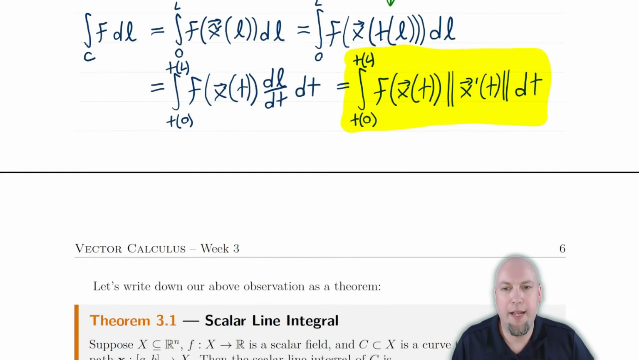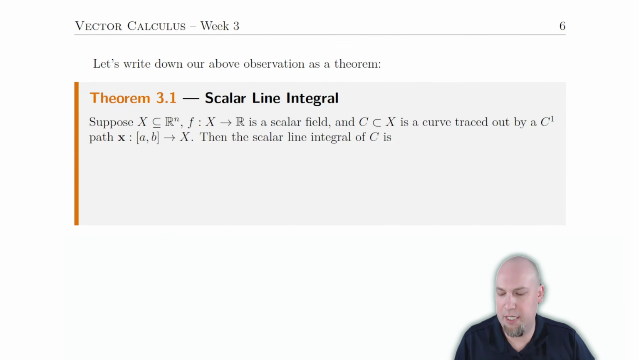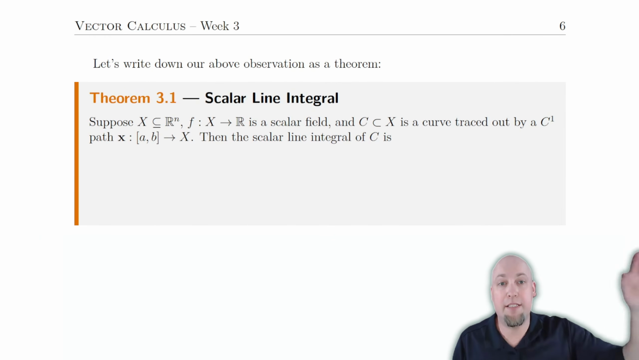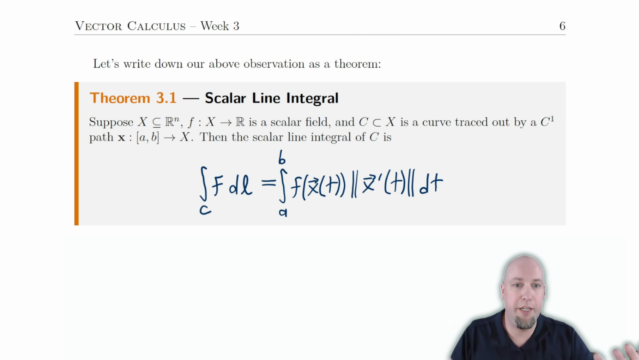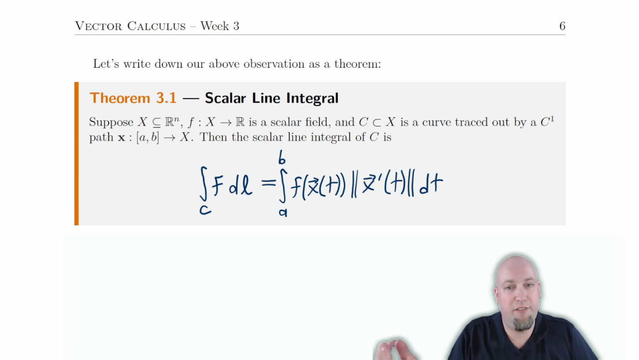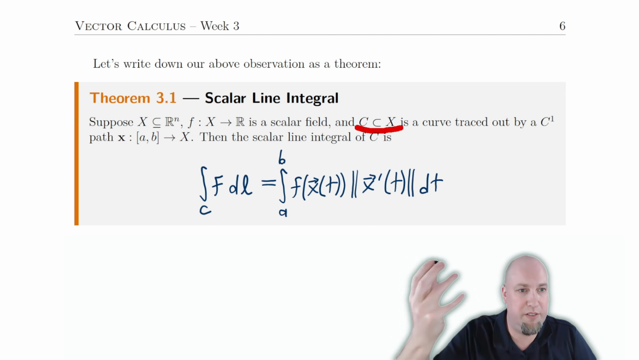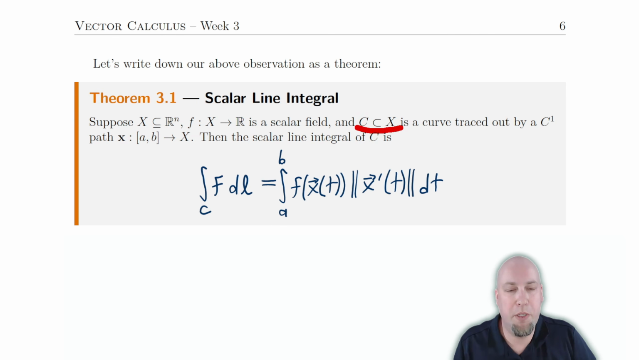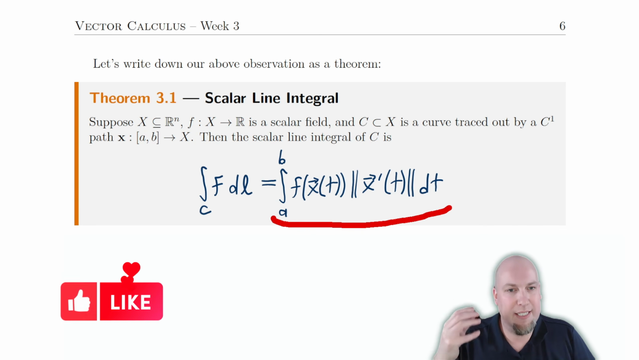Okay, so let's throw this all into a theorem box, and then we'll be done. Next lecture video, we're actually going to use this and compute some things with it. So this is our final observation for the video. Suppose you've got some domain, your scalar field is defined on that domain, and you've got some curve in that domain so that the scalar field is defined on it. Then the scalar line integral, with definitional notation this quantity, is computed by exactly the formula we wrote down on the previous slide.